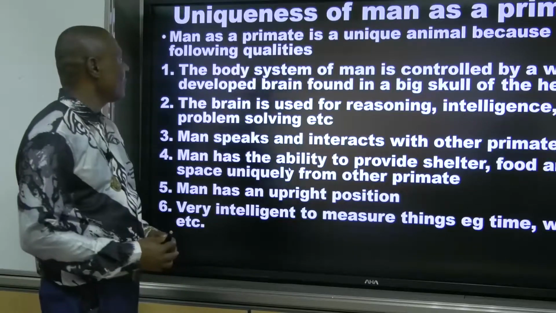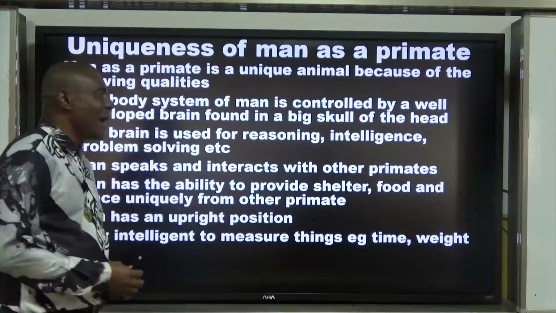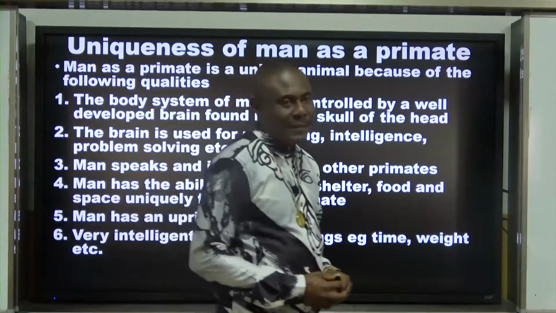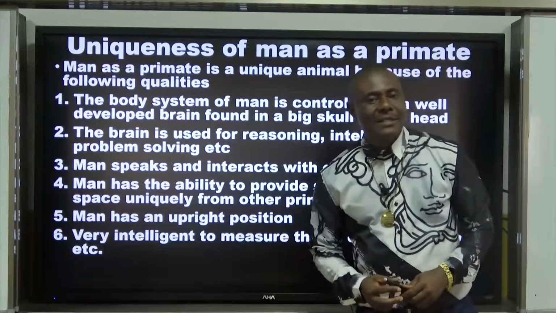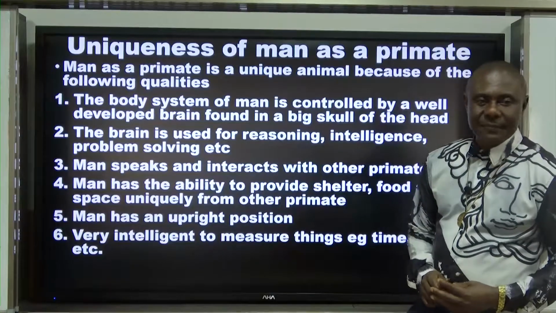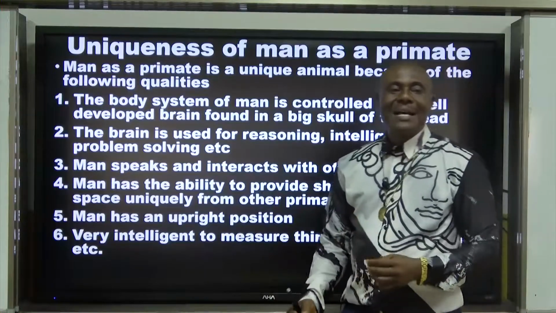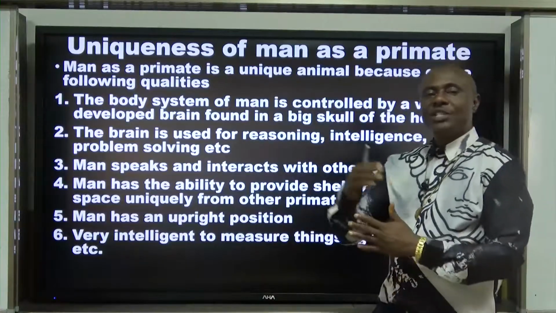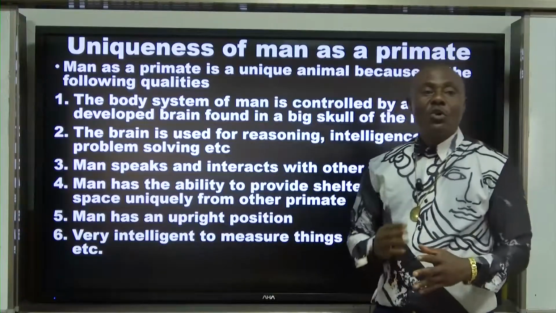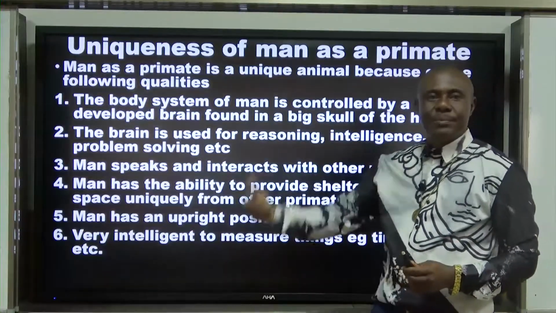Let us proceed. The uniqueness of man as a primate. We have identified that man is a unique primate. One thing about man is that man is a balanced primate, different from every other primate. Man has a unified type of brain that gives a sense of reasoning, which places man above every other primate. Man has the ability to think, to provide shelter, to provide food, look for mates, and create space, which other primates don't. This ability is a result of the balanced brain of man.